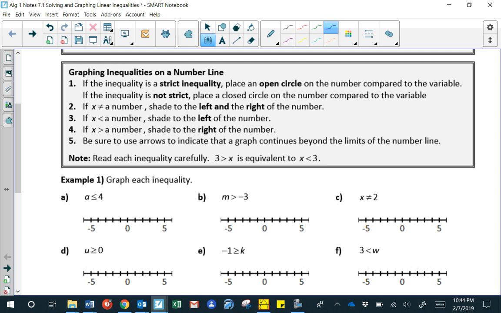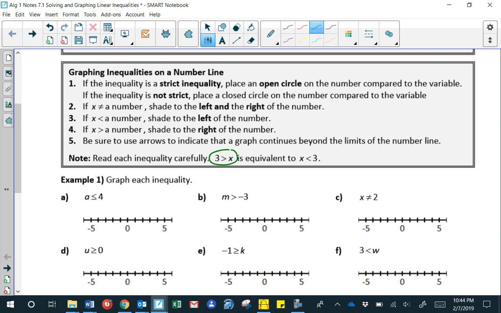If x is not a number, we'll place an open circle on it and shade both left and right of the number to indicate that all other numbers are included. If x is less than a number, we'll shade to the left of that number. Greater than will shade to the right. Please be sure to use arrows on your graph to indicate that it continues beyond the limits of the number line. We'll also have to be very careful as we read our inequalities.